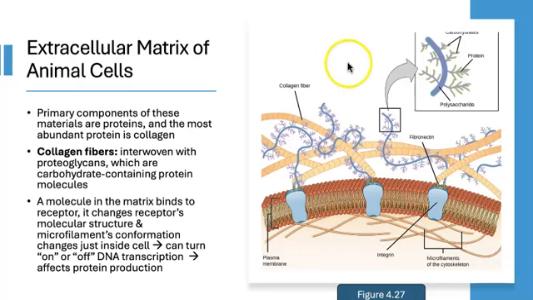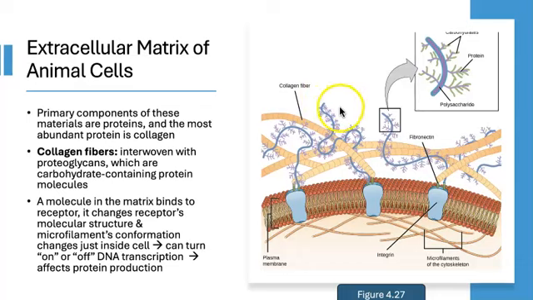Now, something to know about our extracellular matrix is when we have a molecule out here that binds to a receptor, it's going to change the receptor's molecular structure, and the microfilament's conformation can change just inside the cell. So it can turn things off and on in DNA transcription, which is going to affect protein production. Not only do we have our extracellular matrix to hold cells together to form a tissue, but it will also allow the cells within the tissue to communicate with one another.